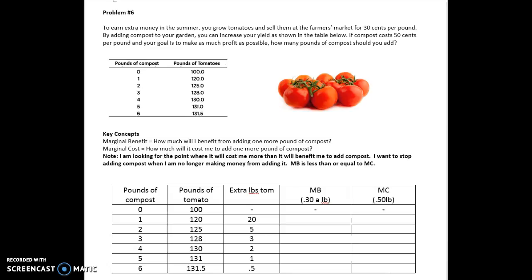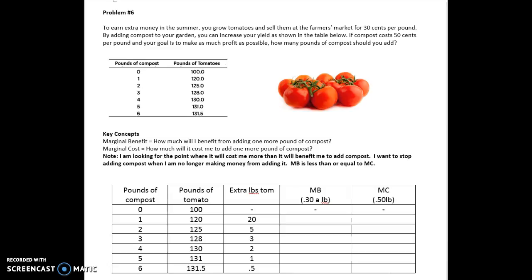The other key concept in this problem is marginal cost. How much will it cost me to add 1 more pound of compost? Because eventually it's going to cost me more to add that compost than what I'm going to get back in pounds of tomatoes. And so at some point, I will be spending more on compost than I will be getting back in profit. So I want to stop at some point. So I'm looking for the point where it will cost me more than it will benefit me to add compost. When should I stop adding compost? Well, I want to stop adding compost when I am no longer making money from adding it, or where marginal benefit is less than or equal to marginal cost. So I'm looking for that point where marginal cost is greater than marginal benefit, or it's equal to marginal benefit.